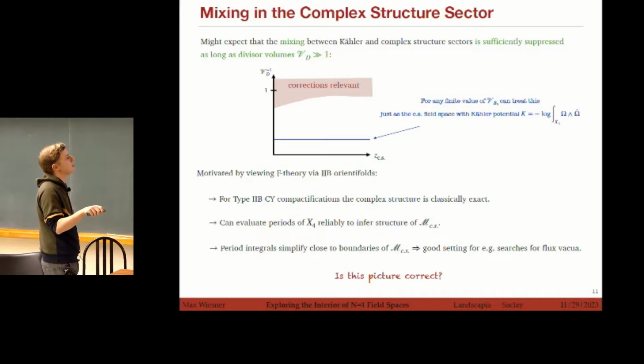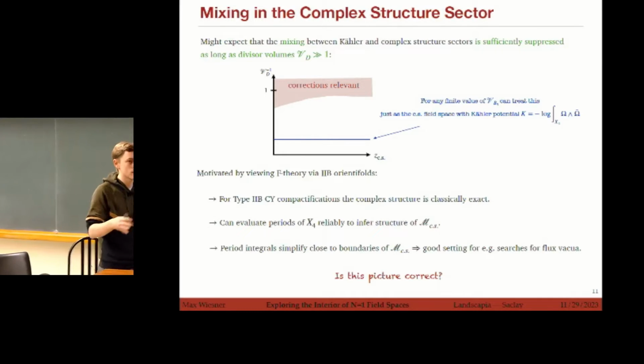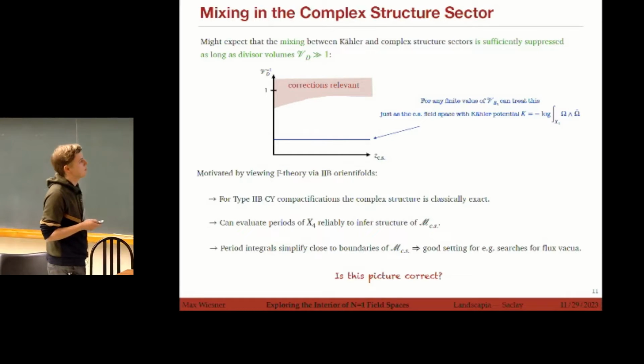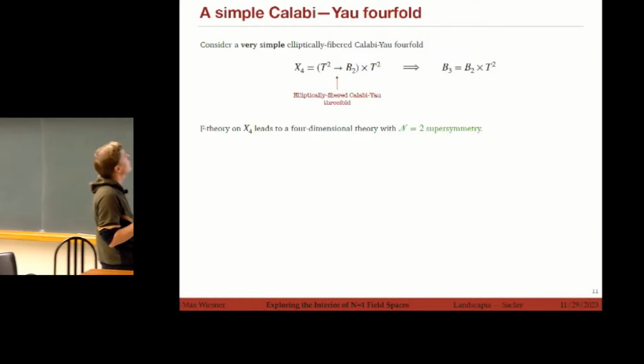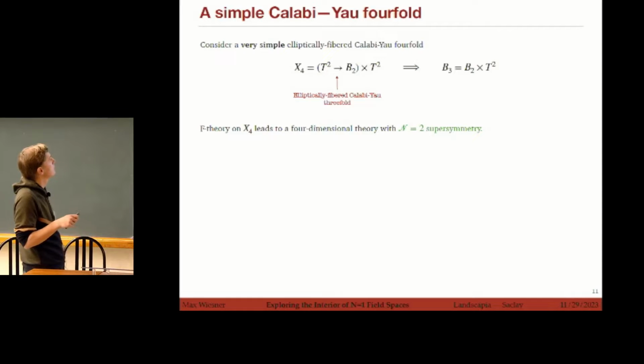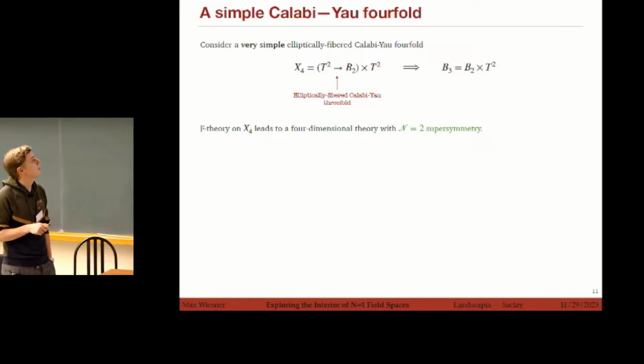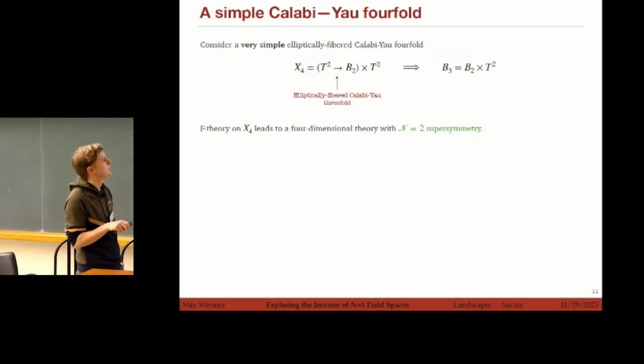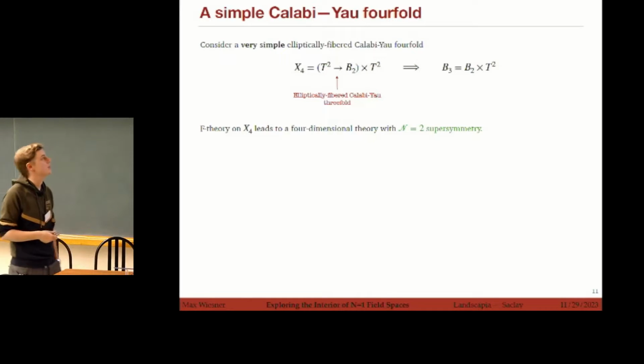So this is typically the setting in which one searches for flux vacua, assuming this factorization. But the question is, is this picture correct? Therefore, consider a very simple example of a Calabi-Yau fourfold: an elliptically fibered Calabi-Yau threefold times T2. So our base B3 is just B2 times T2.